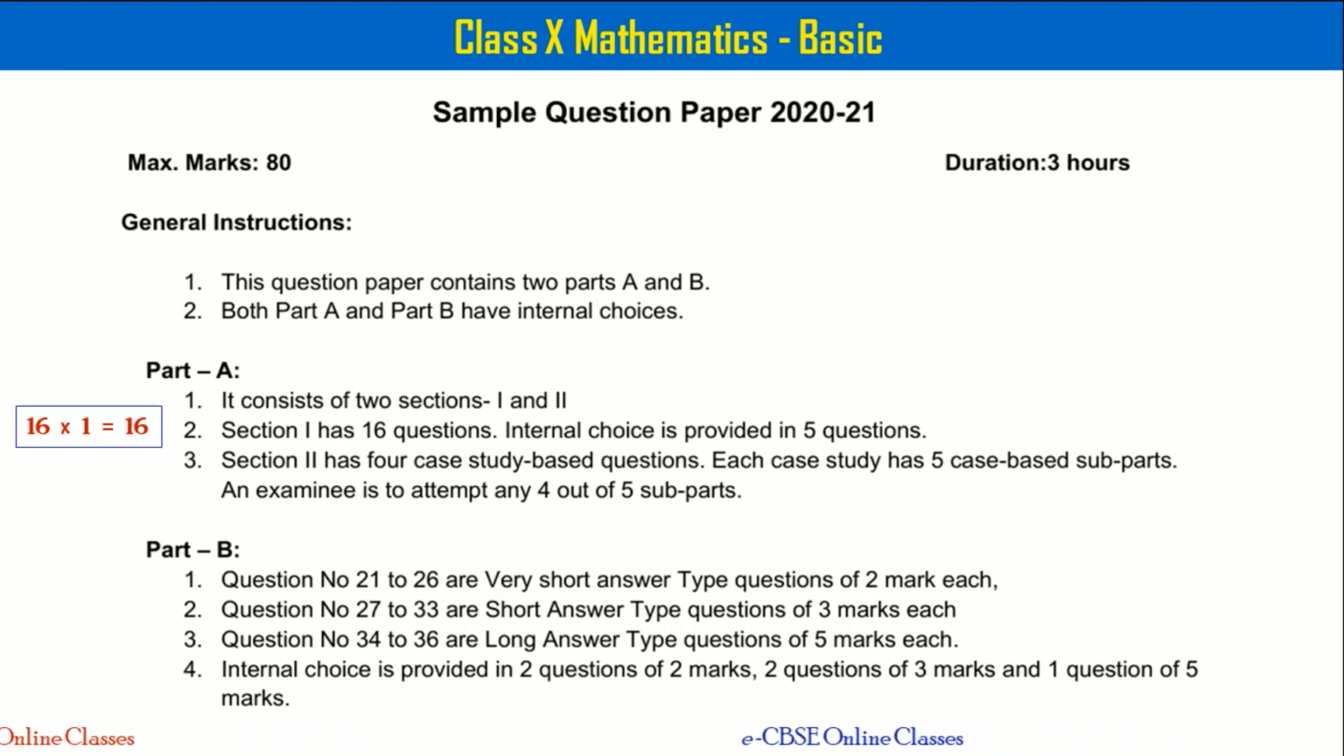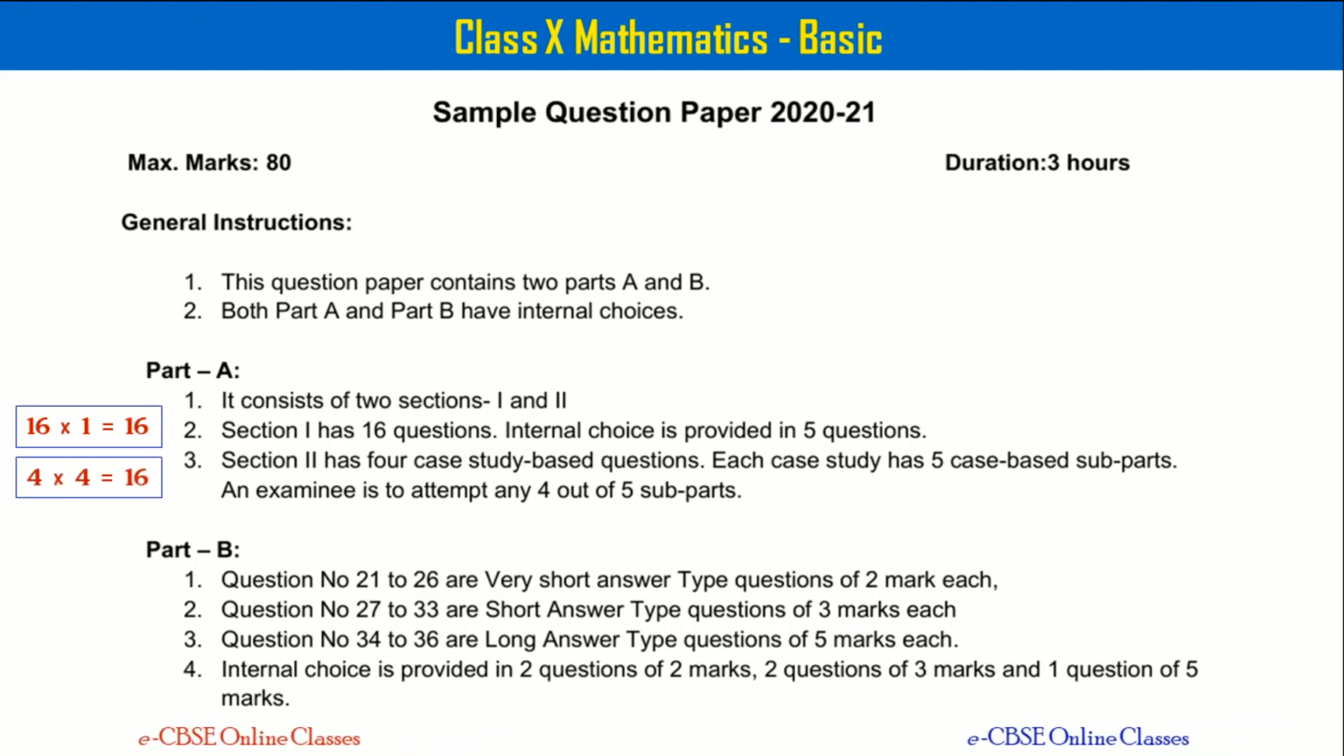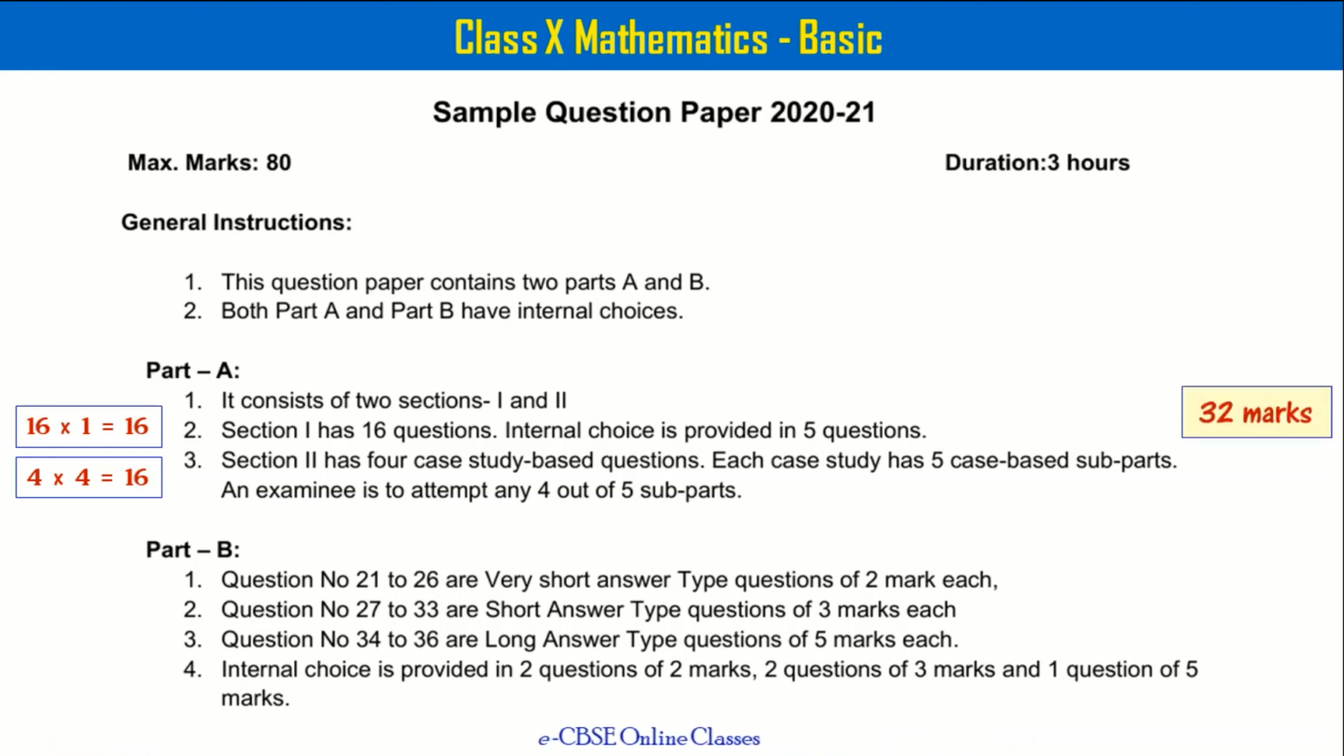And section 2 has 4 case study based questions. And please note that each case study based question has got 5 subparts. However, you have to write only 4 subparts, each carrying 1 mark. It means that each case study based question you can score 4 marks. So total 4 case studies and 4 marks, that is 16. The total score you can get out of part A is 32 marks.